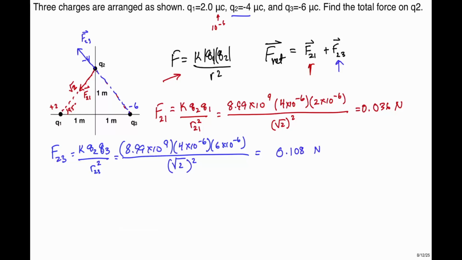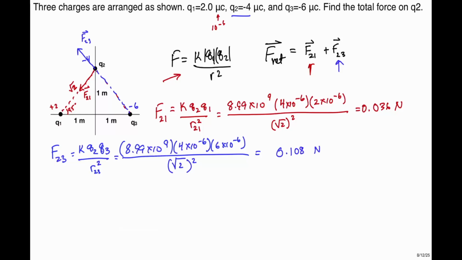Now, can we just add these two numbers together and get the right answer? No, right? So the 0.036 is pointing at some angle down below into the third quadrant, isn't it? And the blue one, F23, is pointing up into the second quadrant, isn't it? So now we have a vector problem.